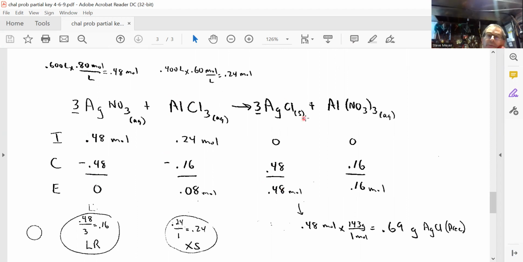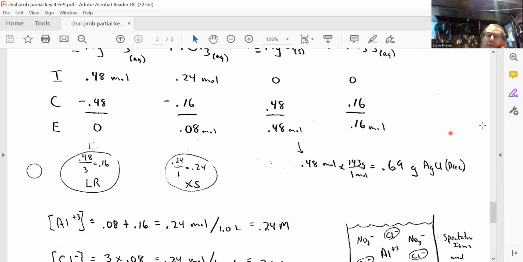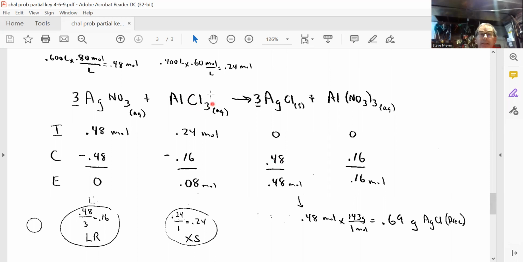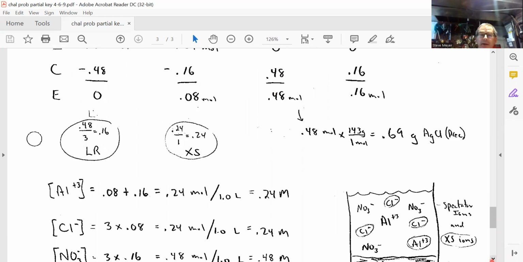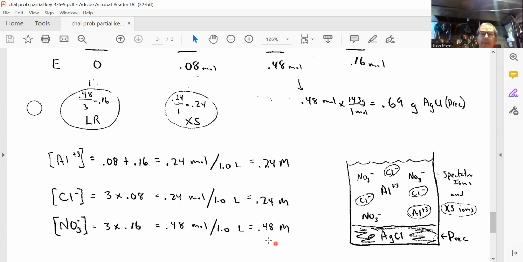But I had 2 sources of aluminum, so I added up the 0.08 and the 0.16, divided that by the total liters of 1 to get 0.24 molar. There was only 1 source of chloride that was in solution. This was all part of the precipitate, but this was a triple decker cone. So it was 0.08 times 3 is 0.24. And I divided that by total liters to get 0.24. And then there was one source of nitrate, and I took what? It was 0.16, but I times that by 3 because it was like a triple decker cone. And I got 0.48 over 1, which gave me 0.48 molarity.